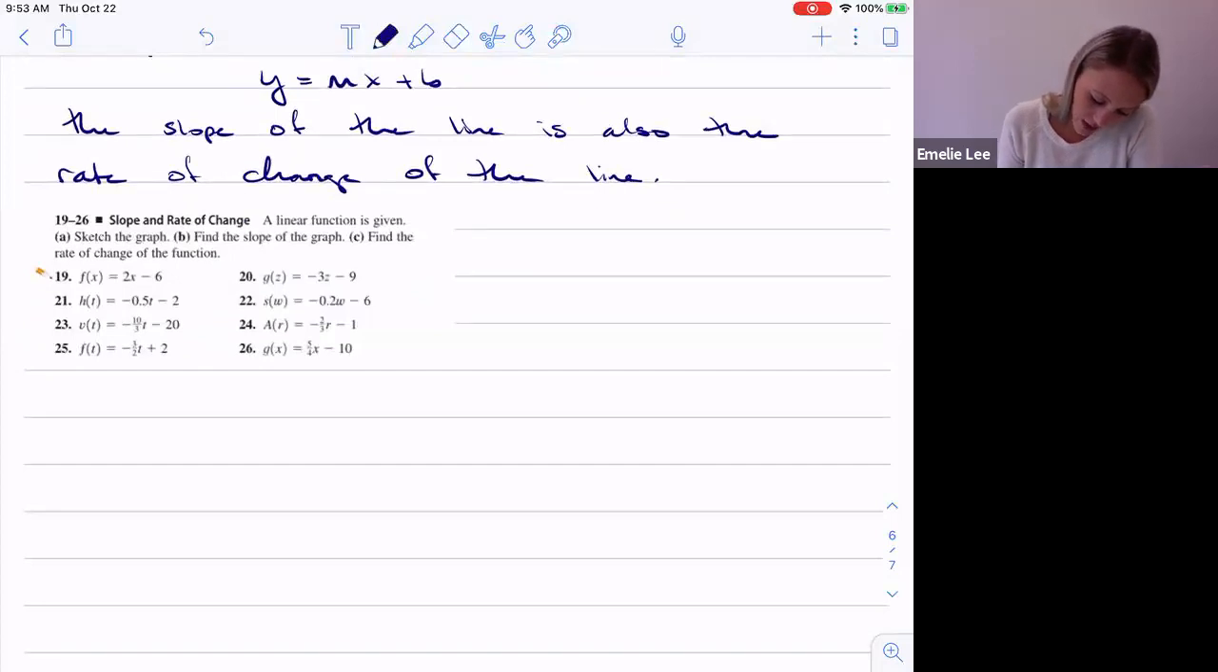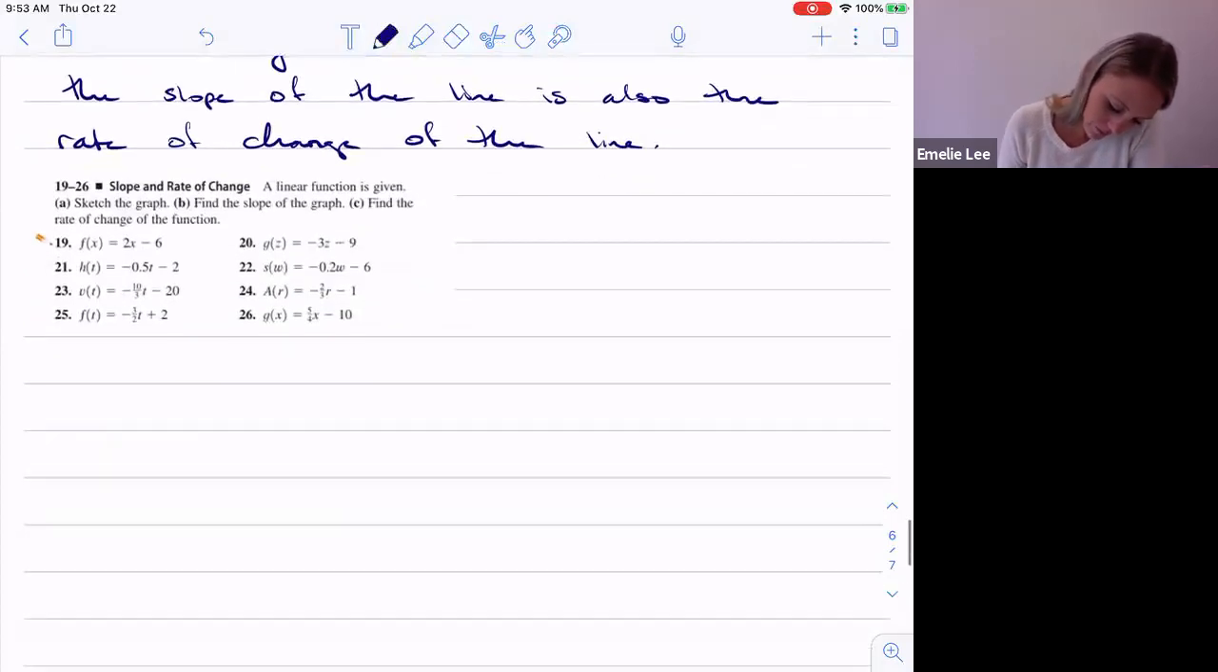Let's do, I'm going to do 24. The only reason I'm picking this one is because it's got kind of strange notation. We're not used to seeing capital A of R and things like that, but it's still function notation. The name of the function is just capital A, whatever that is.